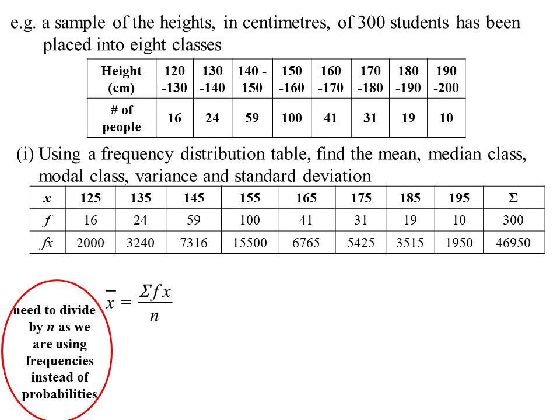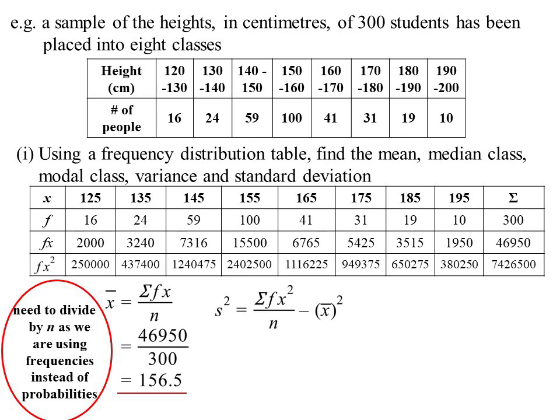Remember when we did stats with a probability distribution table, here I would have had the probability of it happening. So it would have been 16 over 300. This one would be 24 over 300. Well, because I'm just dealing with frequencies, then my formula needs to be over the 300. And for ours, there we go, 156.5.